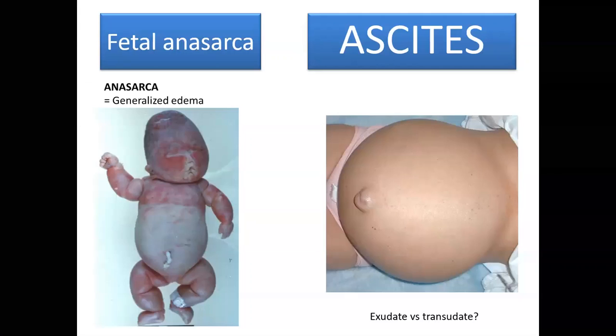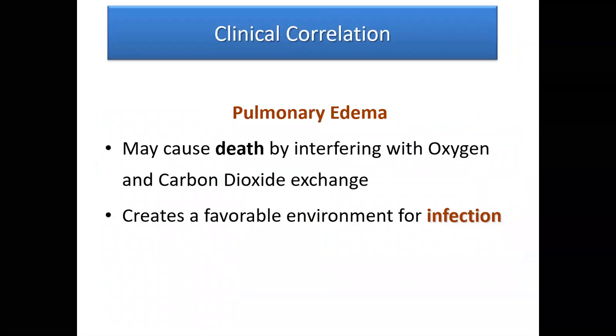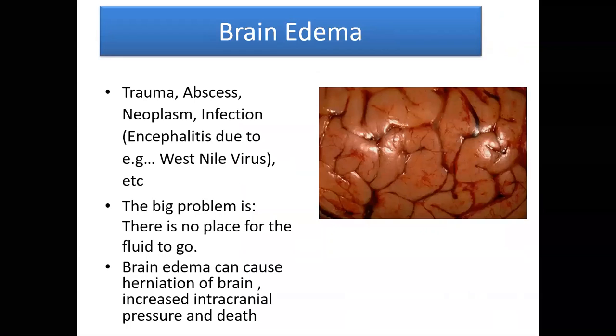Okay, moving on. Pulmonary edema may cause death by interfering with oxygen carbon dioxide exchange, and creates a favorable environment for infection. Brain edema can happen secondary to trauma, abscess, brain tumor, infection, for example, encephalitis due to any infection. The problem is there is no place for the fluid to go in brain edema. And then that is going to lead to herniation of the brain. It can lead to increased intracranial pressure and finally death.